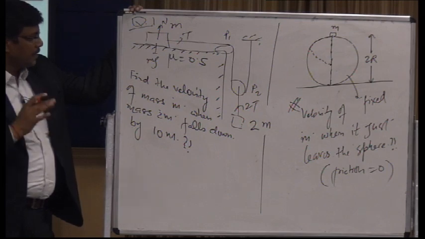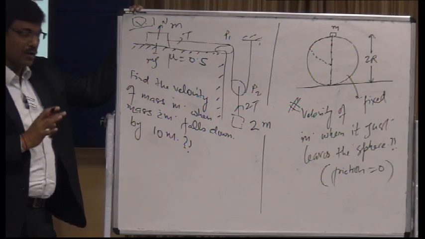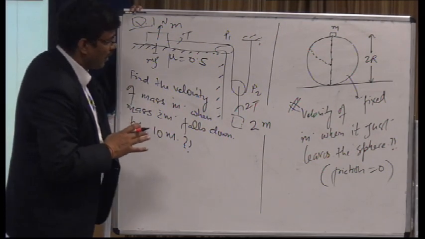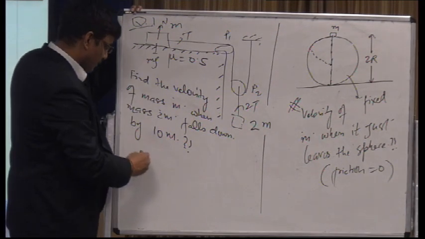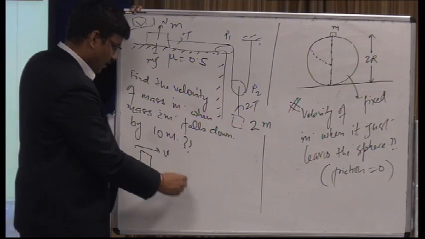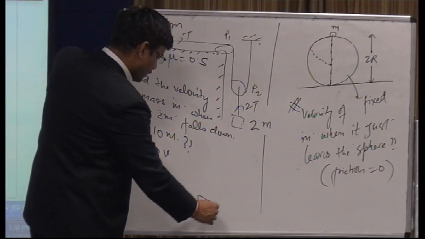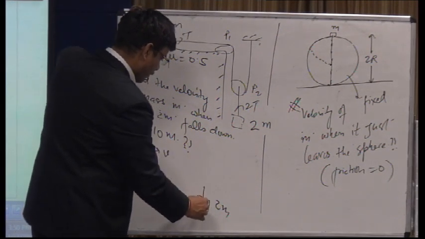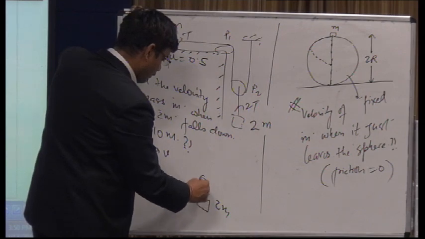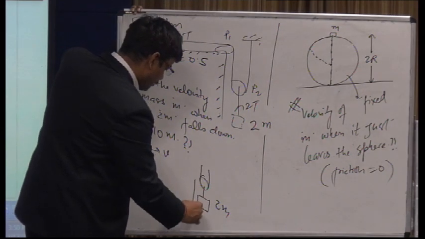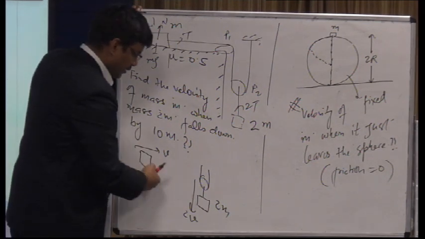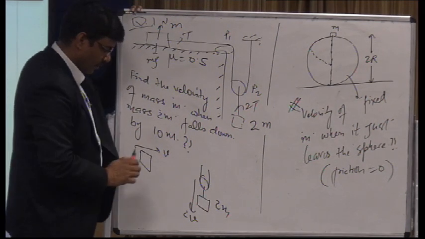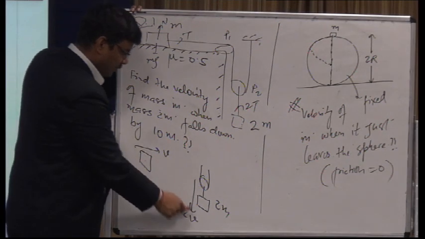So what I did, I am going to repeat again. I will solve it again. I first told that if the velocity of this mass is v, then the velocity of the other mass 2m would be 2v. Please refer to my previous classes for how it becomes v and 2v. So if the velocity is v, this will be 2v.